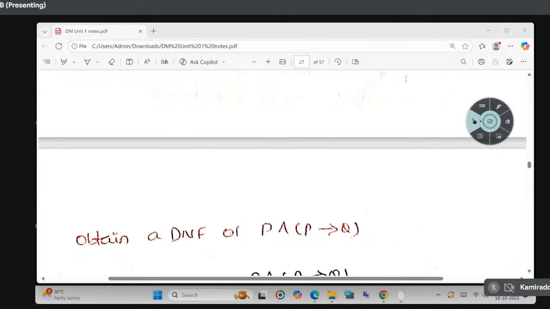So P and negation P and P and Q. One is becoming T, the other value you have to say. What is that value?